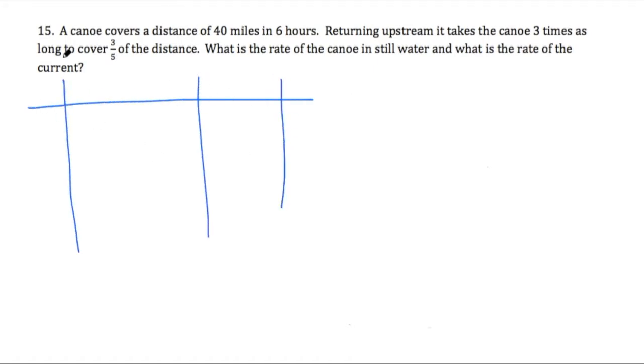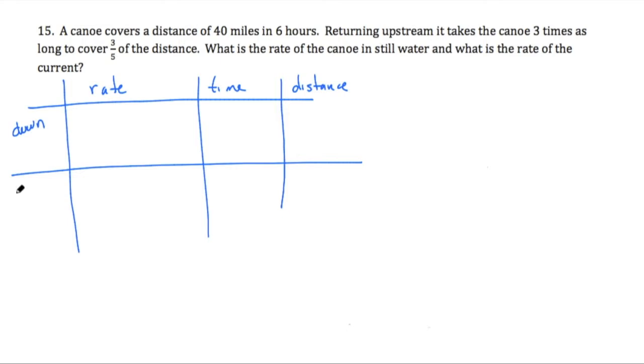Add one more row there. So we've got rate, time, and distance. And we've got downstream, and then we've got upstream. So they didn't really mention the first part is downstream, but they said returning upstream. So downstream, they told us the distance was 40 miles, and they told us the time was 6.